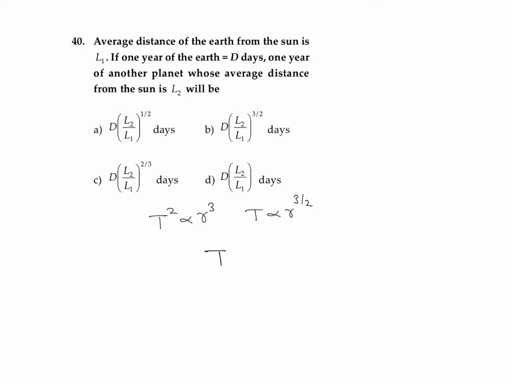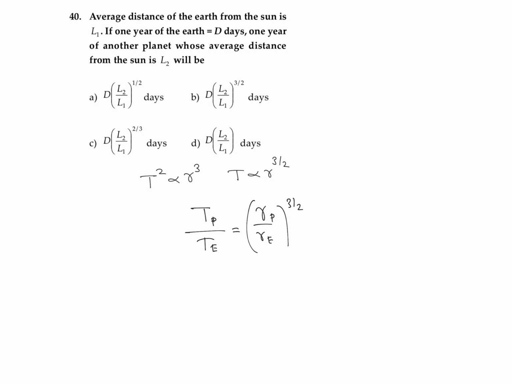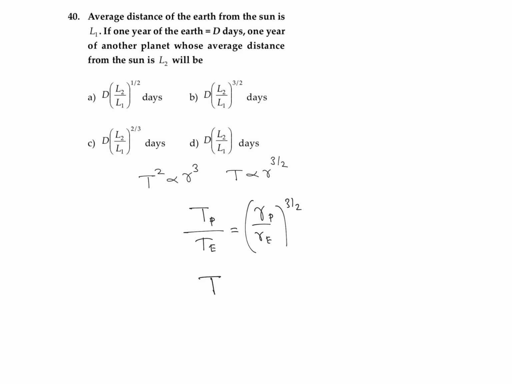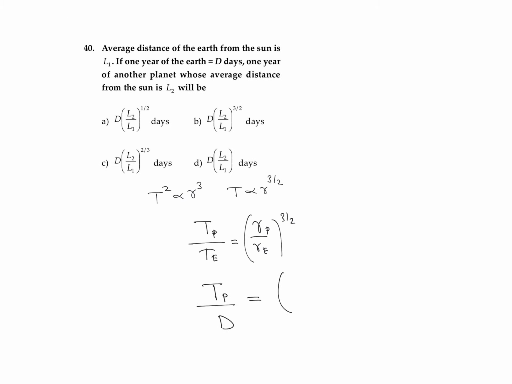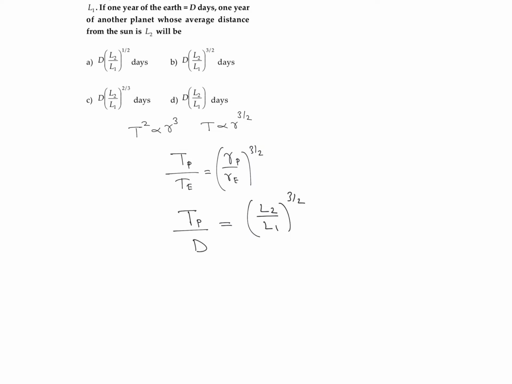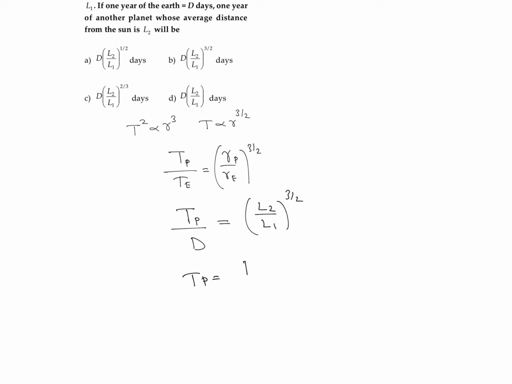So you can write the time period of that planet divided by time period of Earth will be equal to r of that planet divided by r of Earth raised to 3 divided by 2. So time period of that planet, we need to find out the value of this Tp. Time period for 1 year is given as d, and radius of that planet is given as L2, and that of Earth is represented by L1, raised to 3 by 2. So you can write the value of Tp is equal to d into L2 divided by L1 raised to 3 by 2.